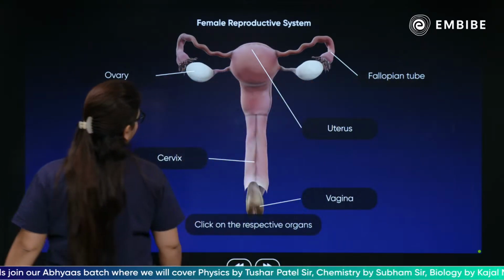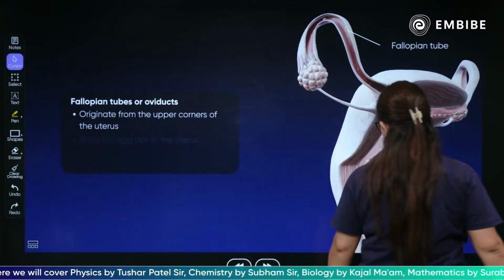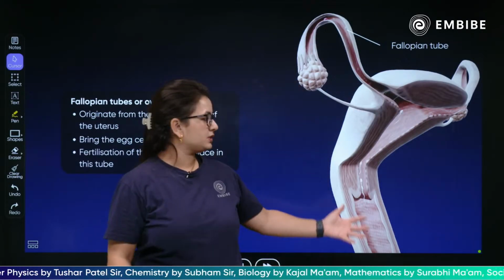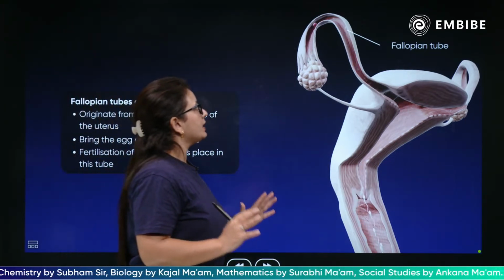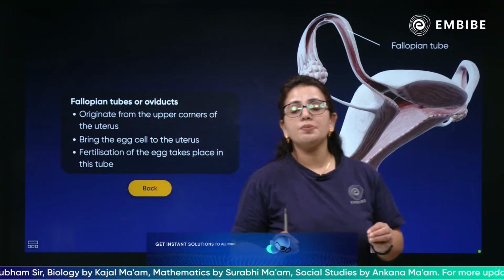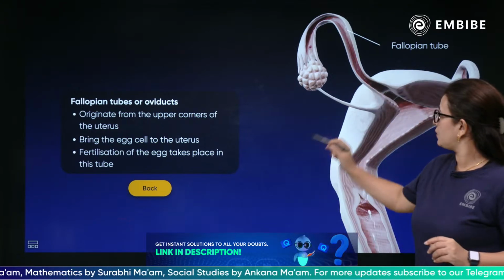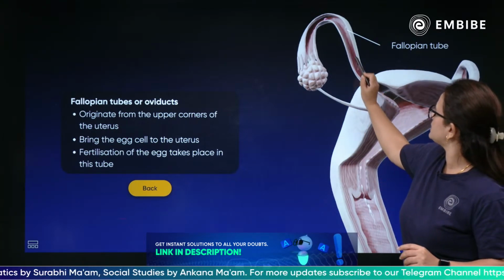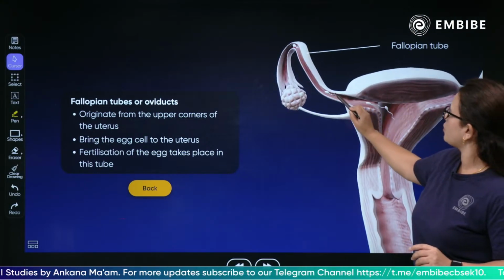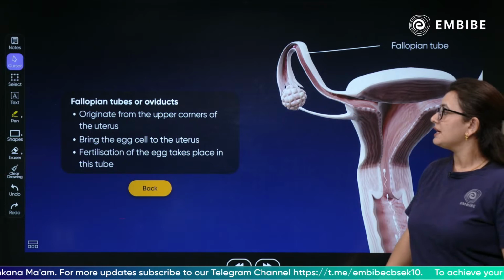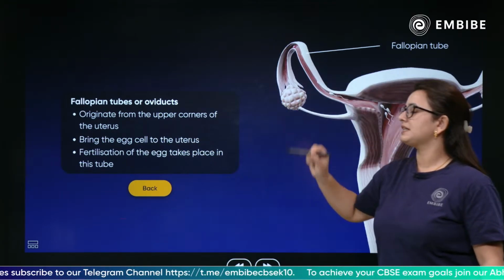So next, let's talk about the fallopian tubes. As you can see, children, this is your fallopian tube. This is how your fallopian tubes look. A very important point, children: the fallopian tube originates from the upper part of the uterus. This is your uterus, this is how your uterus looks, and the tube is originating from its upper part. It brings the egg cell to the uterus. Fertilization of the egg takes place in the fallopian tube.